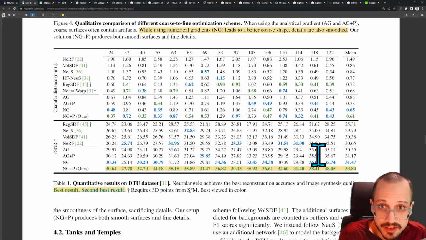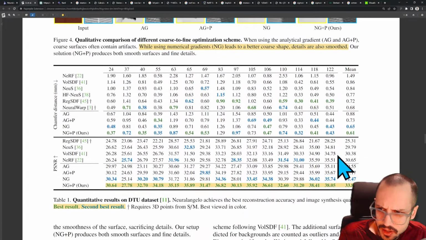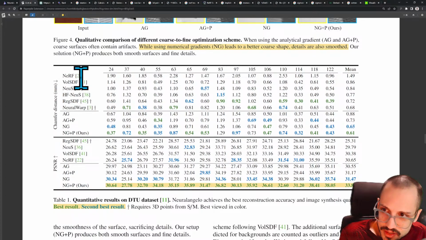It's best on pretty much every single metric here. They compare it to a bunch of different things: NeRF, volume SDF, NeuS, HF-NeuS, regular SDF, NeuralWarp. I don't know how much better this is. These numbers seem pretty good, but I don't know exactly. Is 0.37 compared to 0.6, like, how much better is that? I don't really know. But they are the best.